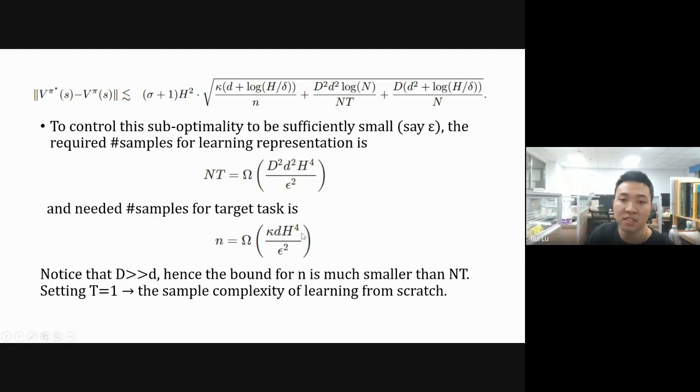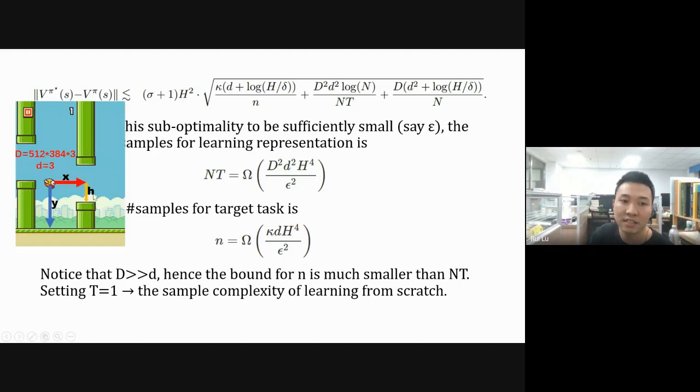So the first bullet you can see is we get rid of this capital D square. As in the example that I mentioned before, the capital D is the dimension of this image, so it could be up to several 100,000. But the small d, the compact representation, is just 3. So you can see the benefit of learning a good representation. Once you get this good representation for any new target task which shares the same representation function, you get rid of this capital D square, and you only need to deal with this small d. And kappa, we will talk about it later.